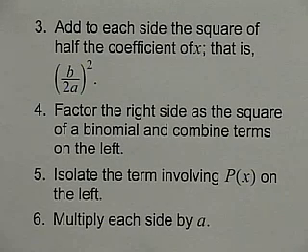Step 4 is to factor the right side as the square of a binomial and combine terms on the left. Step 5, isolate the term involving p of x on the left. And step 6, multiply each side by a. Let's try an example that involves completing the square.